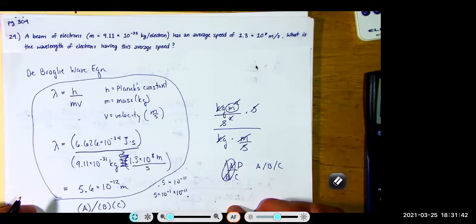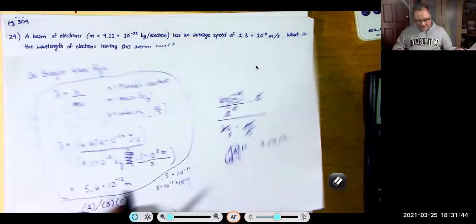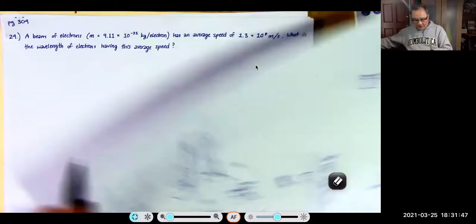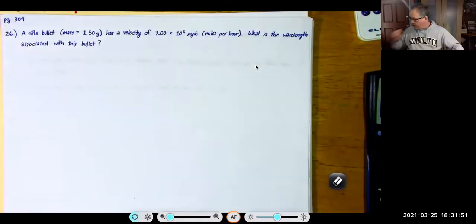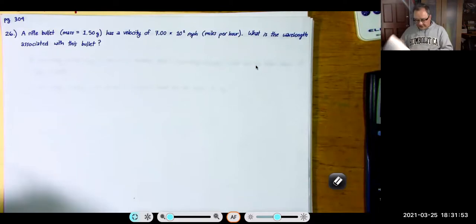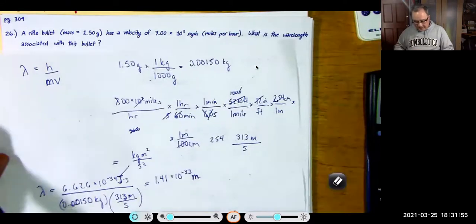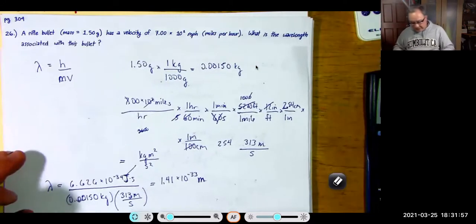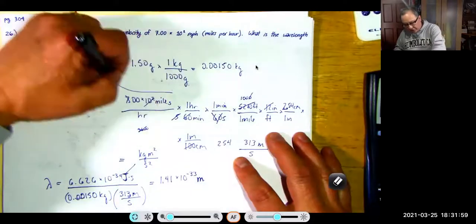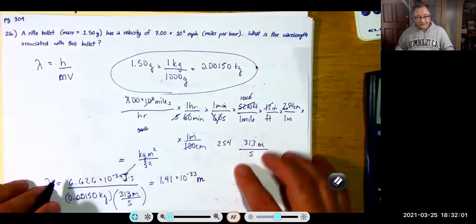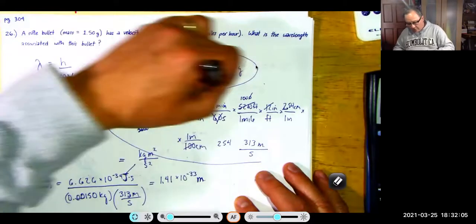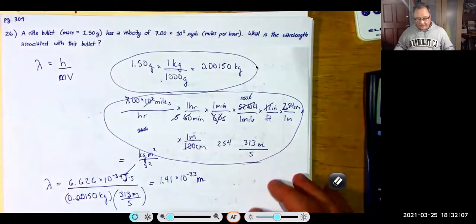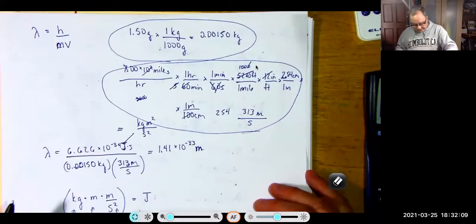Okay. And for 25, the work I would expect to see would be the following. I'd expect to see this, the conversion to kilograms. I'd expect to see this, the conversion to meters per second. And I'd expect to see this right here.